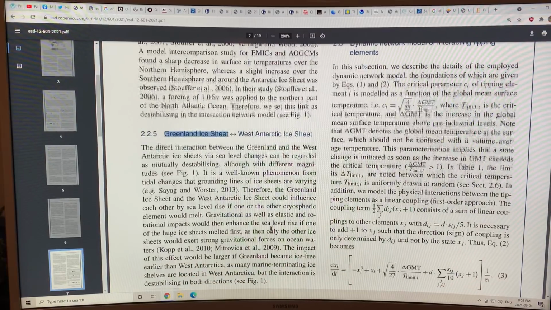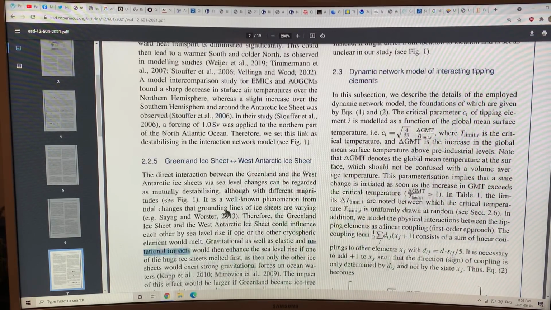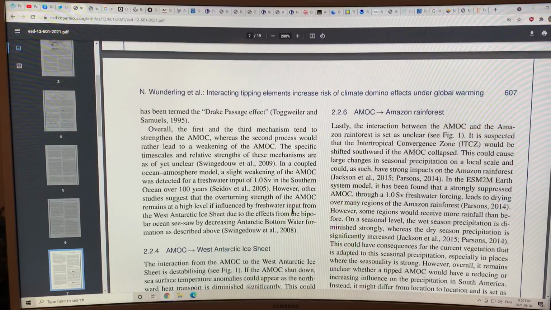So there's these other effects. So there's the gravitational effect, the pull of the ice on the water. There's the elastic rebound effect of the land, and there's also rotational impacts, okay? You know, ice on Greenland or ice on Antarctica is ice near the pole. As the ice melts and the water drains off, the rotation of the Earth tends to move that water towards the equatorial bulge, raising sea level. So there's that effect as well. So there's lots of interactions there.